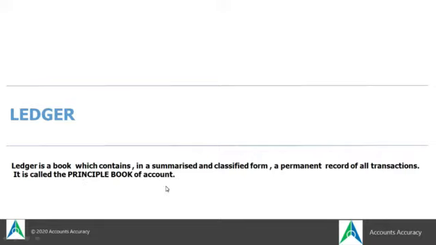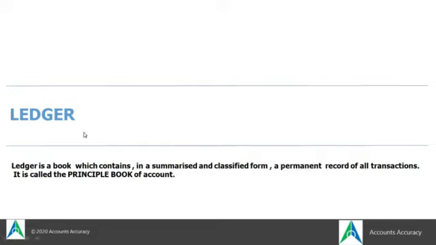As you know, ledger is a book in which various accounts, that is personal, real and nominal accounts, are opened and transactions are transferred from the journal book. Since all transactions recorded in the book of original entry, that is journal, are transferred to ledger, ledger is called the principal book. Now the trial balance is drawn from these ledgers.